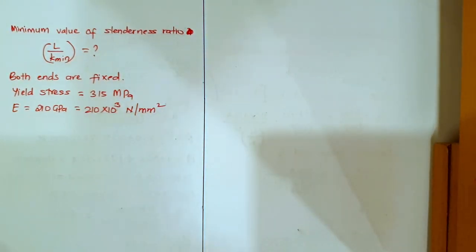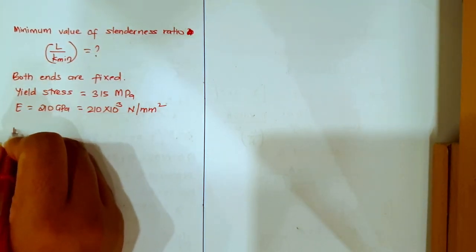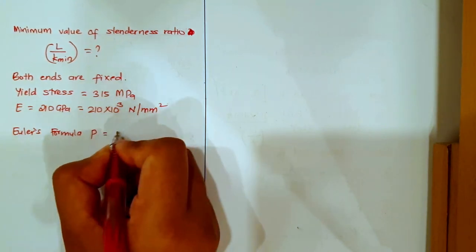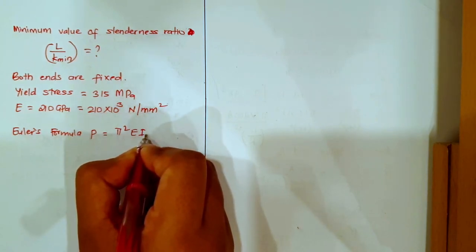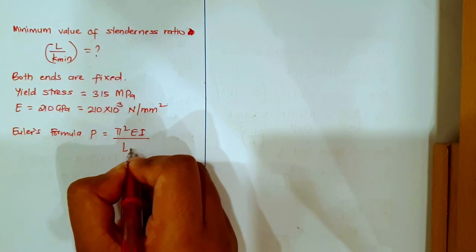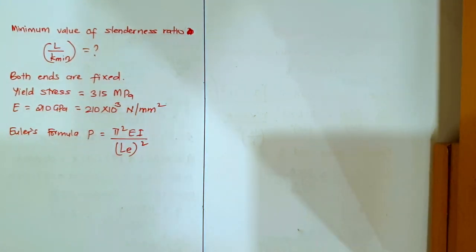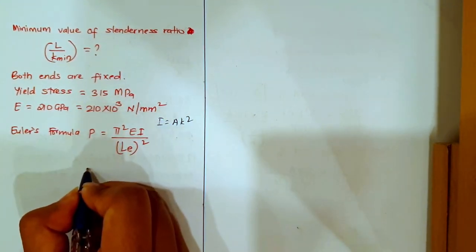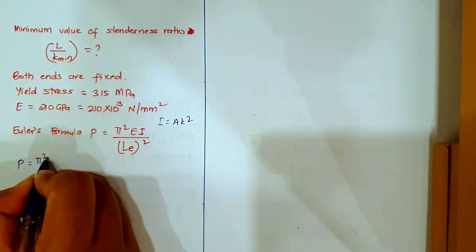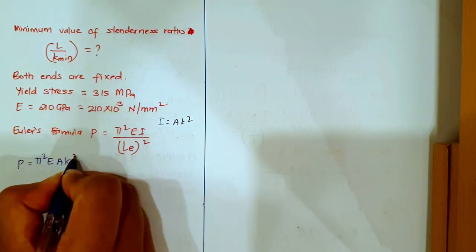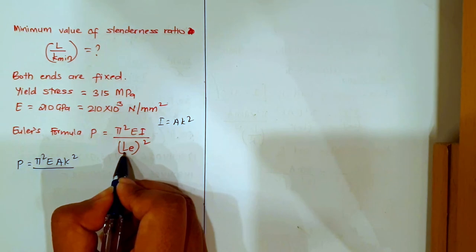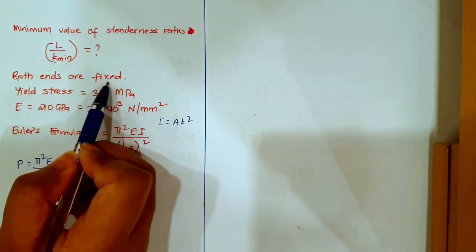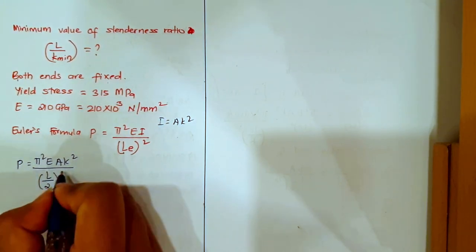Now let us find it by putting it in Euler's formula. The formula is P equals pi square EI by Le square, right? Now I'm going to replace this I with A K square. So if I do that, I'll get P equals pi square E A K square divided by, now this effective length here will be equal to L by 2. Why L by 2? L by 2 is the effective length for the column end condition when both the ends are fixed. So we have L by 2 the whole square.